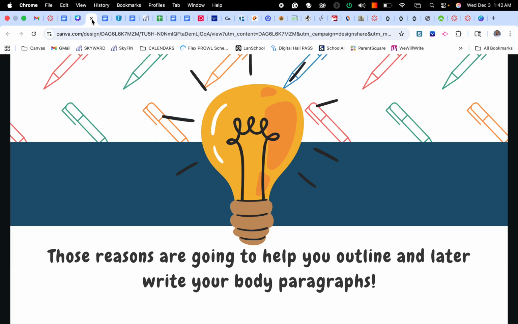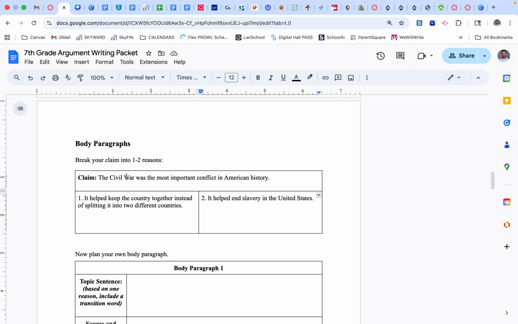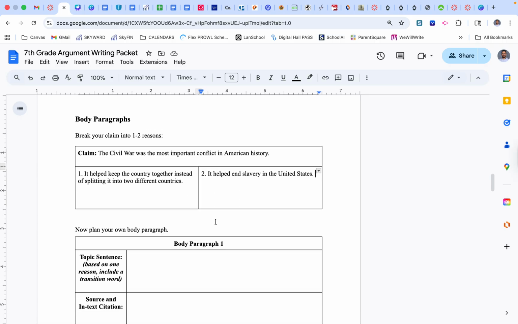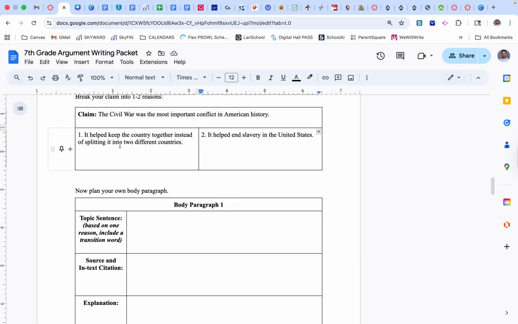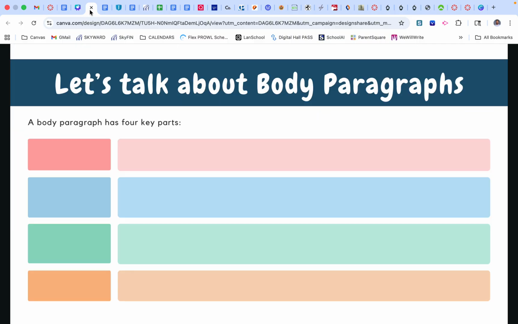So now that you're done planning your reasons, these are good because they're going to help you outline and write your body paragraphs. Like here, I have my 2 reasons. Now what I'm going to do is take reason 1 and put it here in body paragraph 1. All right? So let's talk about body paragraphs for a sec. They have 4 parts that you need to know in order for your paragraphs to make sense and to be structured correctly.